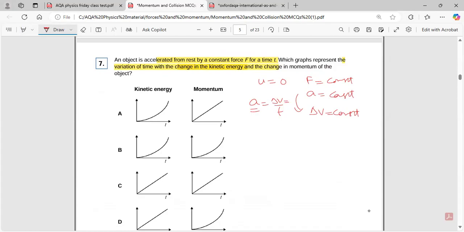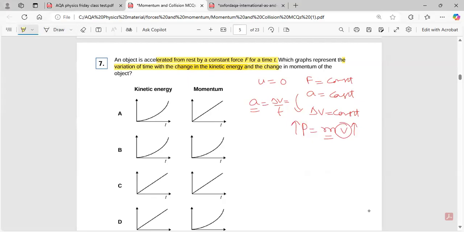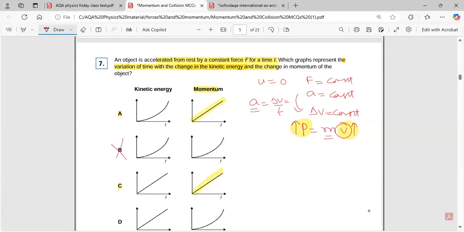It means it's increasing. You know that momentum is the product of mass and velocity. Mass is constant, so if velocity constantly increases, momentum will also constantly increase. The first relation is that momentum and velocity are directly proportional, so the momentum graph must be a straight line through the origin. So it can be either A or C, because in A and C, both lines are straight lines, right? So this cannot be the option.